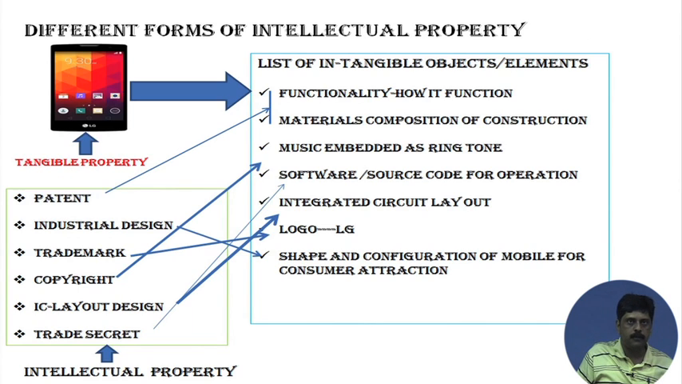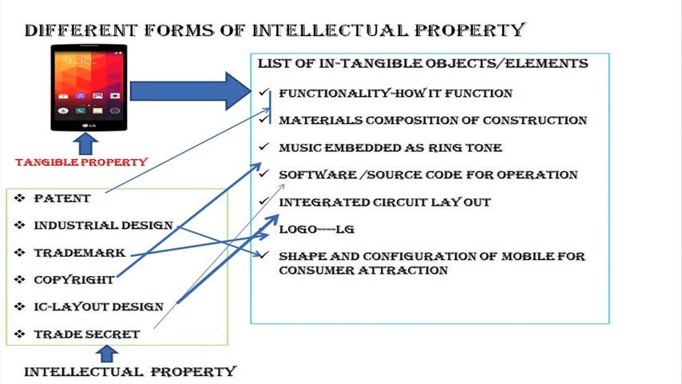So now, what are the different forms of IP? Within a tangible object, we are able to enlist 6 forms of IP: patent, industrial design, trademark, copyright, IC layout design, trade secret. We have again created 2 other forms of intellectual property rights, coming up in the form of plant varieties and geographical indications. So overall, how many forms of intellectual property do we have knowledge about? 6 + 2, 8. Within a single tangible object, we got 6 forms of intellectual property: patent, industrial design, trademark, copyright, IC layout design, trade secret, and 2 independent intellectual properties in the form of plant variety and geographical indications. So total 8 forms of intellectual property rights.